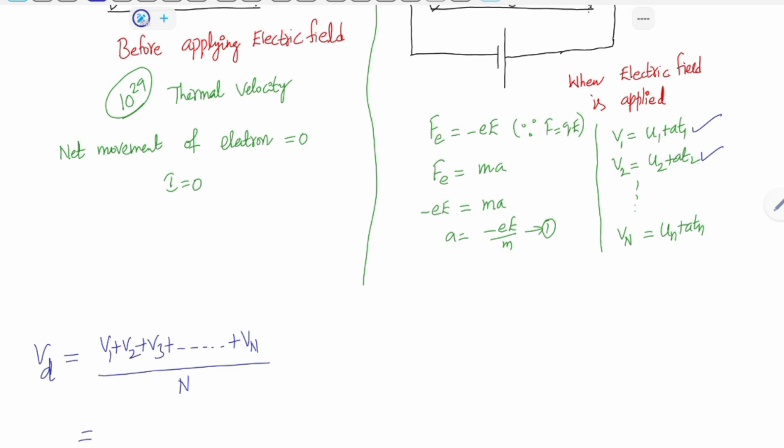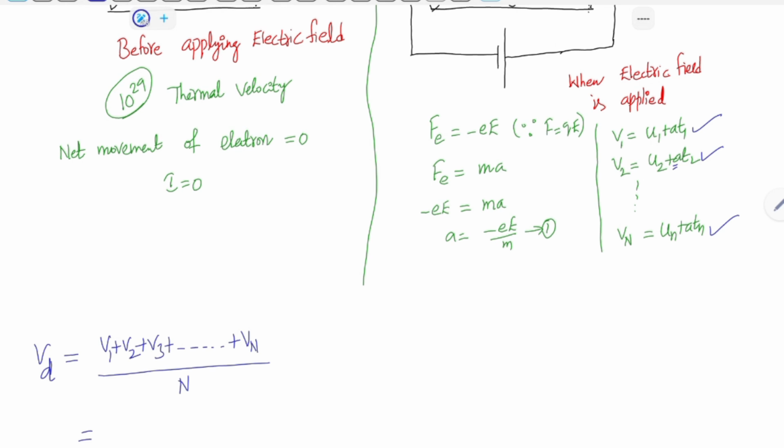Here, if you observe, the acceleration is not changing. Why? Because we are applying a constant potential difference. As we are applying a constant potential difference, it will apply a constant electric force. A constant electric force will make the electron accelerate in a uniform way. That's why acceleration is constant here. So these are the values of v1, v2, and so on, vn.